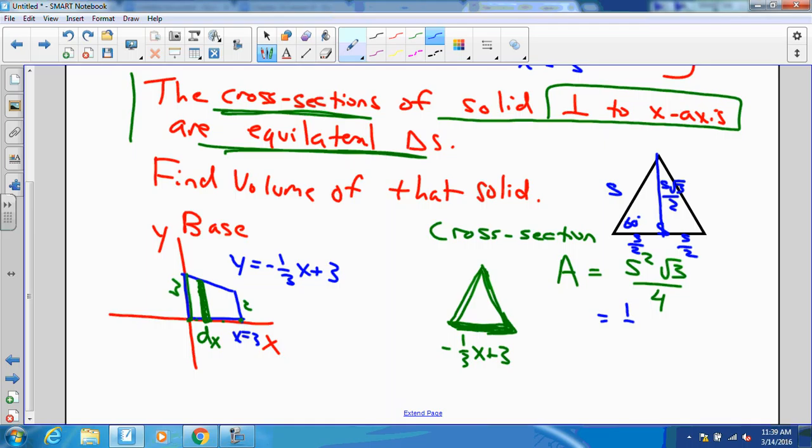And so now the area is going to be a half of the base, which is S, times the height, which is S root 3 over 2. That gives me S squared root 3 over 4. Ta-da! See? Easy peasy.